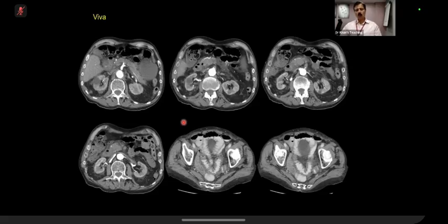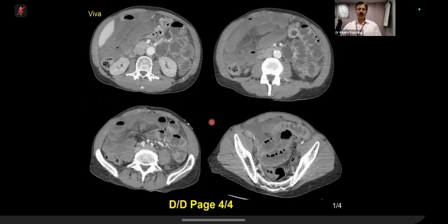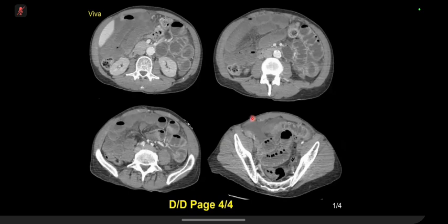Excellent, well done. So always look for the big vessels and particularly SMA. So you can see that there is complete occlusion of the SMA. What is the finding? Ischemic bowel again. Pertinent negative or positive? So hyperenhancement of the wall, gas in the wall of the small bowel in the pelvis, some free fluids.